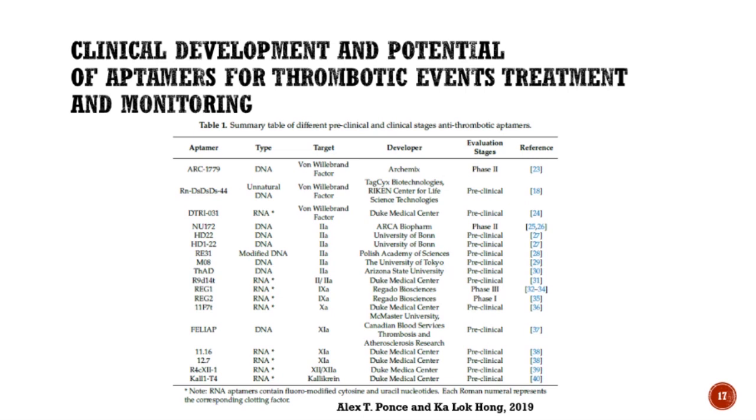Alright, so that's the table from the paper that summarizes the past and current events of what went on with different aptamers targeting different factors and where they stand. A lot of them are kind of mixed between academic and industrial-academic. It started from academia and then a company got established from that. Duke Medical Center is very big on this anti-thrombotic aptamer development, so probably the leading group there.